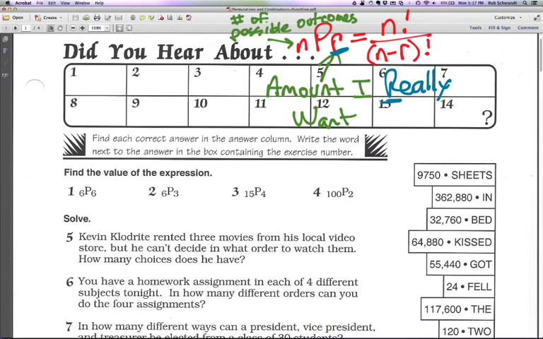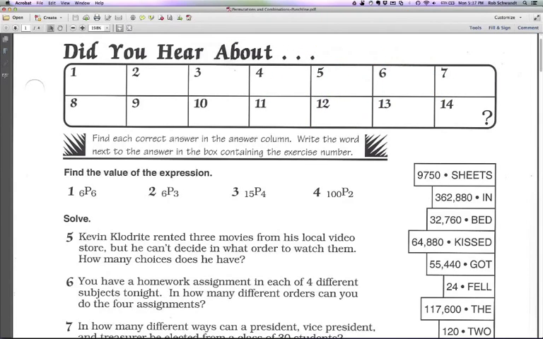The P in the middle obviously stands for permutation, meaning the order is important. So we're doing number 2. The 6 means that I have 6 possible outcomes, or 6 possible ways I can get that done, and that's n. The 3 is the amount I really want, and that's r.